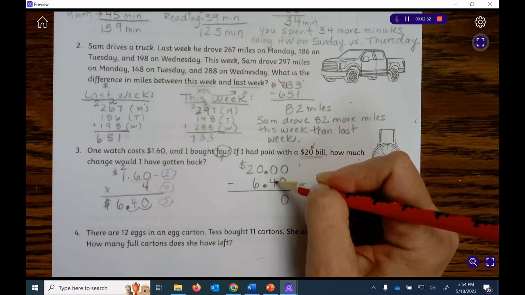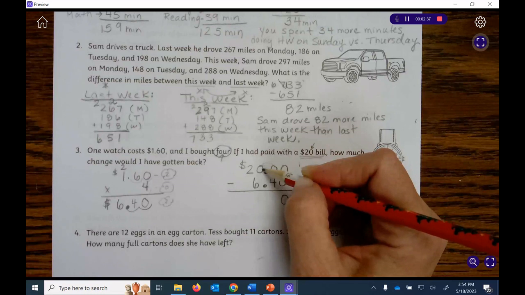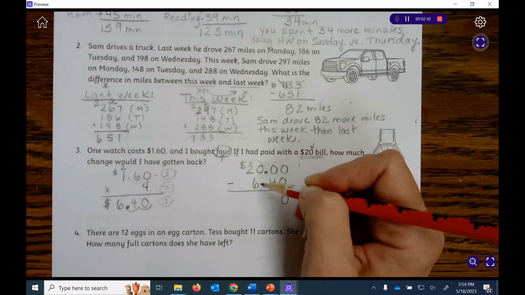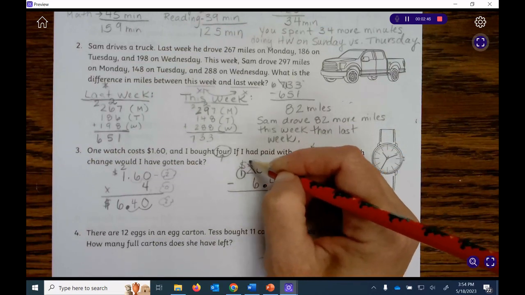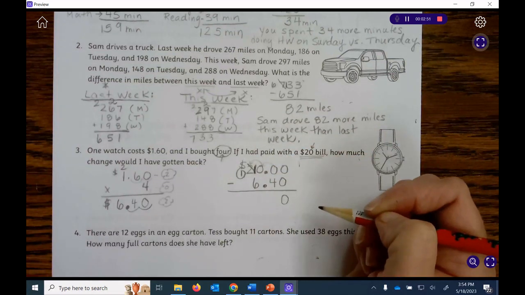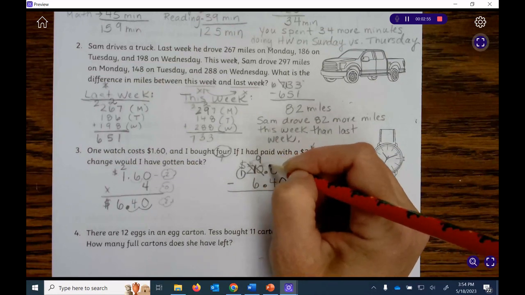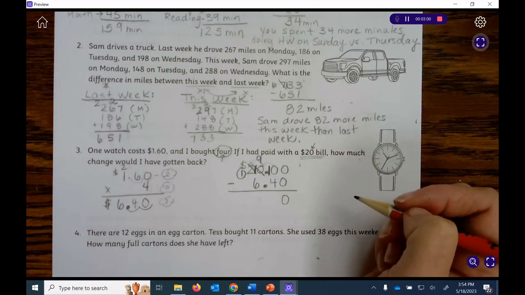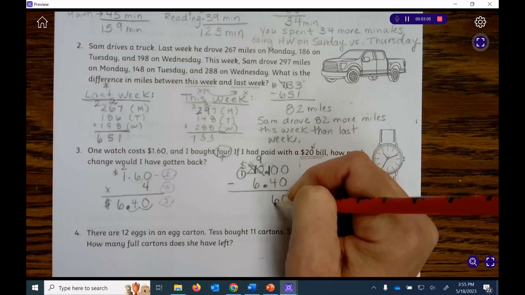I need to borrow. I look to the left to borrow, but unfortunately there's a 0 here. So I'm going to have to look to the left again and borrow from the 2. I borrow from the 2 and it becomes a 1. I borrowed a 1 and I add it over here and this becomes a 10. I borrow from the 10, it becomes a 9, and then I bring the 1 over here and this becomes a 10. Now I have enough to subtract.